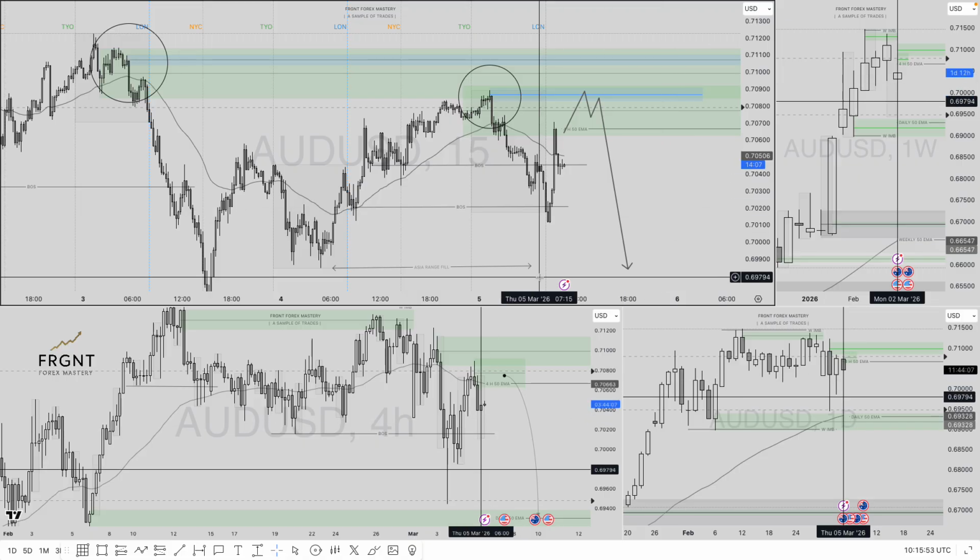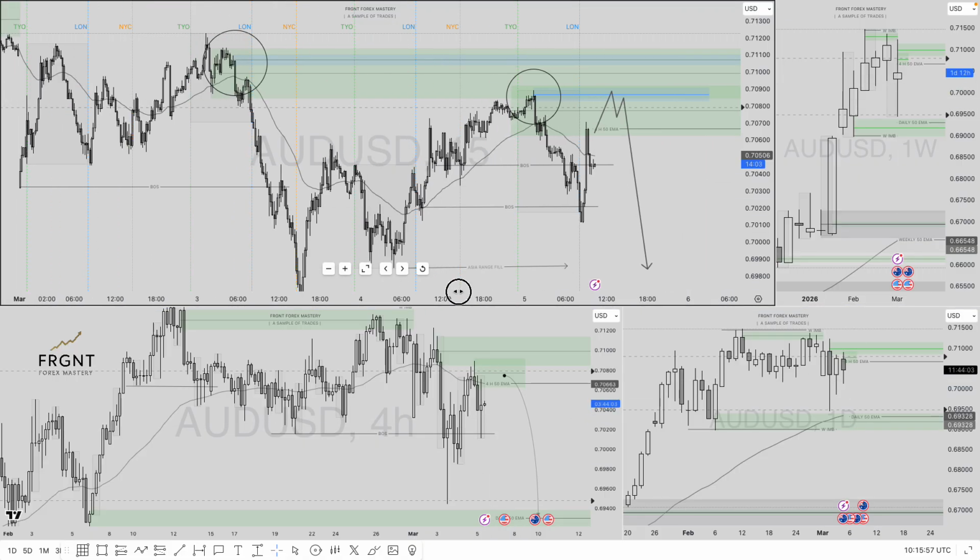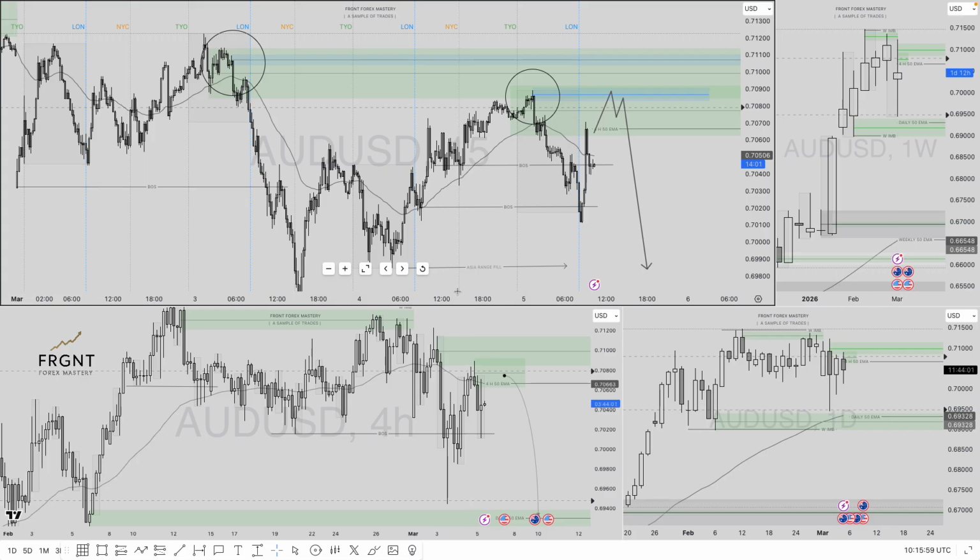And then, as we've said, towards the end of the week, we are looking for those higher time frame pullbacks. So what would that mean? Well, we've got the daily 50 MA down at the lows that we could look for price to gravitate towards for the end of the week.